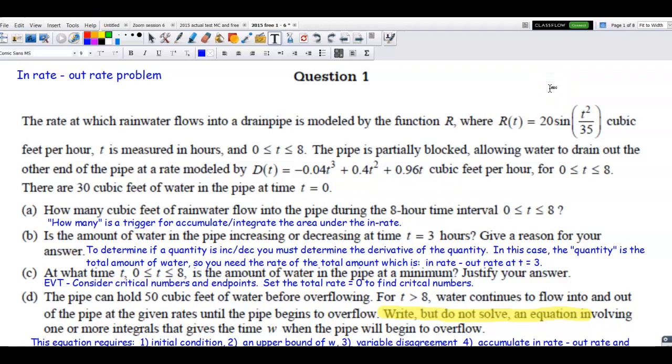Let's take a look at the 2015 free response AB section, questions 1, 2, and 3. In question number 1, you're going to see that we're looking at a classic in-rate, out-rate problem. Let's take a look at the words to find out how we know that.